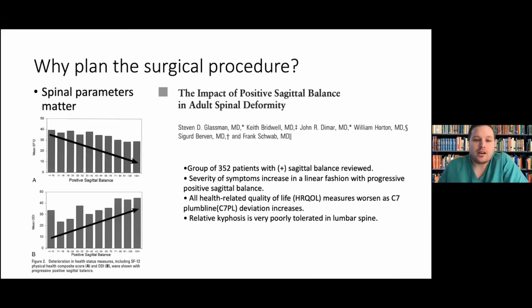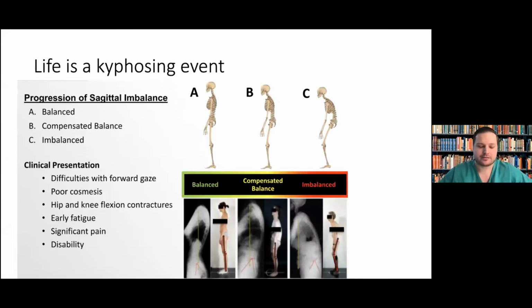So why plan the surgical procedure? Well, it started with this paper from 2005. What they were able to show is that of 352 patients, all had positive sagittal balance. The severity of their symptoms increased in a linear fashion with progressive positive sagittal balance. And what was impressive was that all health-related quality of life measures worsened as the C7 plumb line deviation increased. They also noted that kyphosis was very poorly tolerated in the lumbar spine.